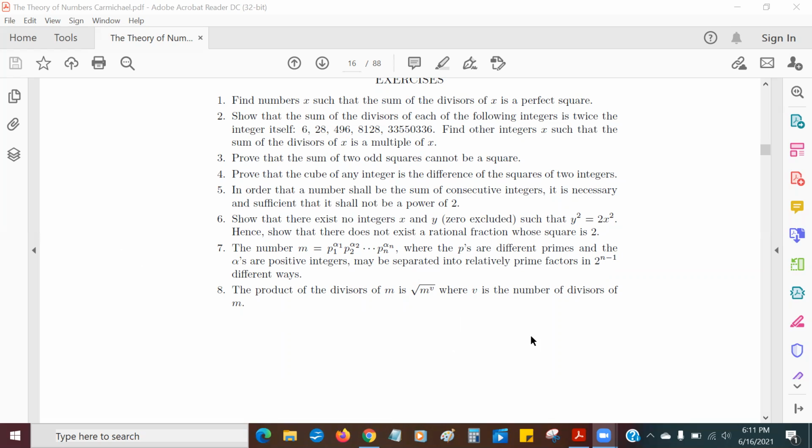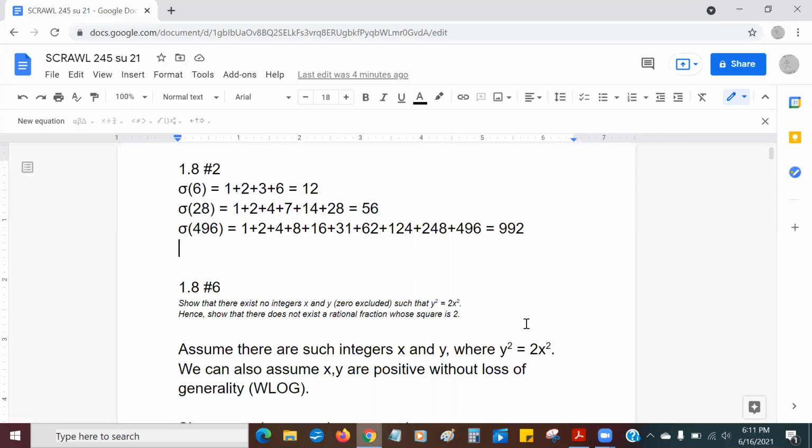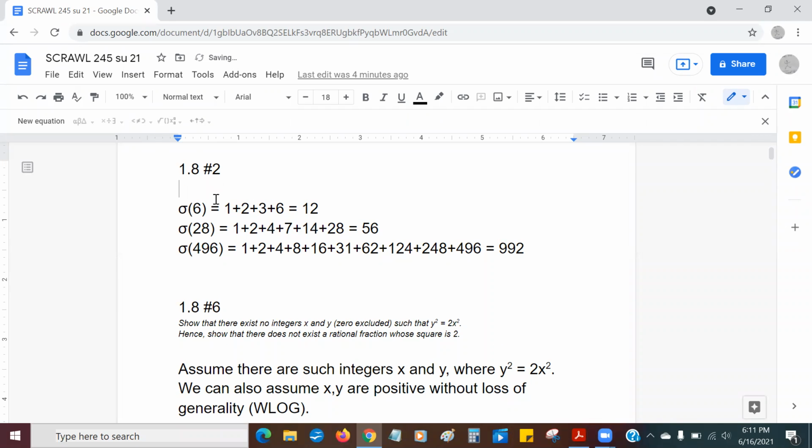I'm not going to do all of them. I'm going to do a few and just give you the idea. Now, first of all, the symbol for the sum of the divisors is a Greek letter, sigma. So let me just write that explicitly. Sigma of n equals the sum of the divisors of n. That's just a symbol.